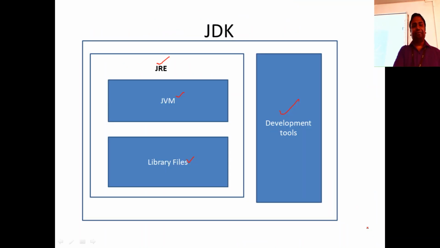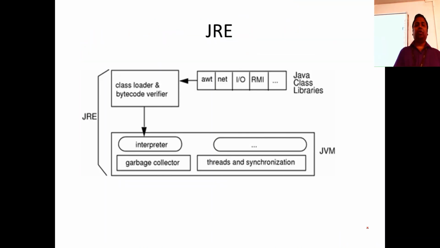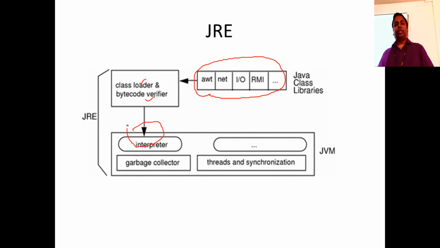Let's take a look at this JRE environment. This is from docs.oracle.com, the website which gives you the documents. This is what I was talking to you about: the class loader and bytecode verifier plus all the class libraries of Java. Once these two processes are done, it's given to the interpreter for reading it line by line and executing the output. What gets executed is the bytecode.